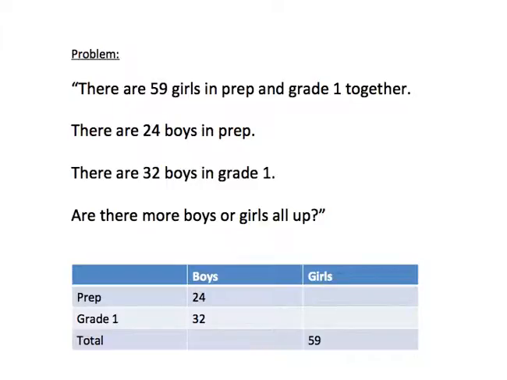So the problem that I pose to my grade 3 class would be something like this. There are 59 girls in prep and grade 1 altogether. There are 24 boys in prep. There are 32 boys in grade 1. Are there more boys or girls all up?